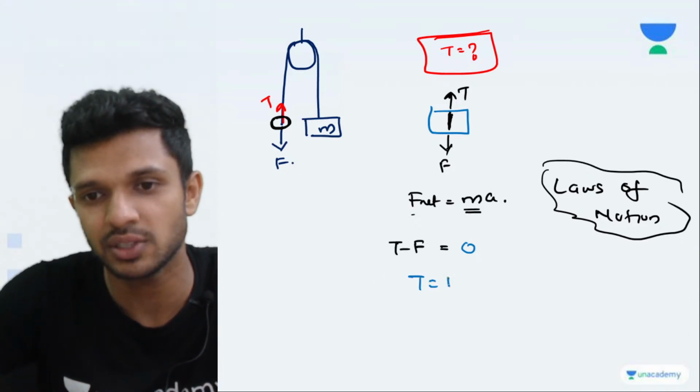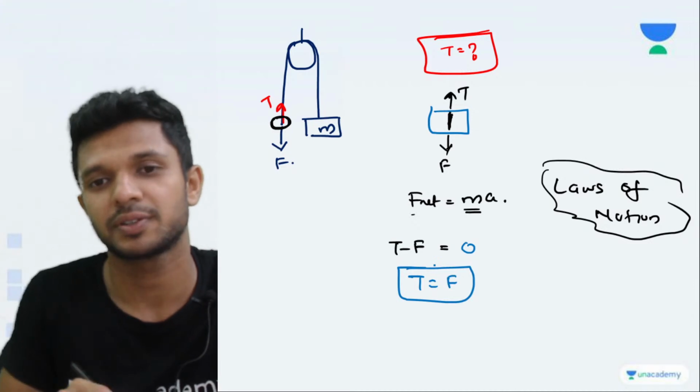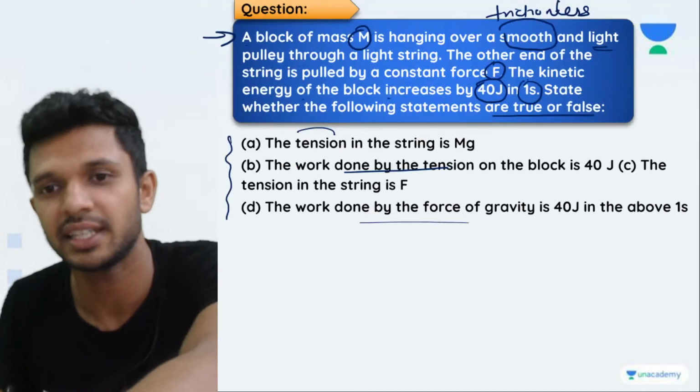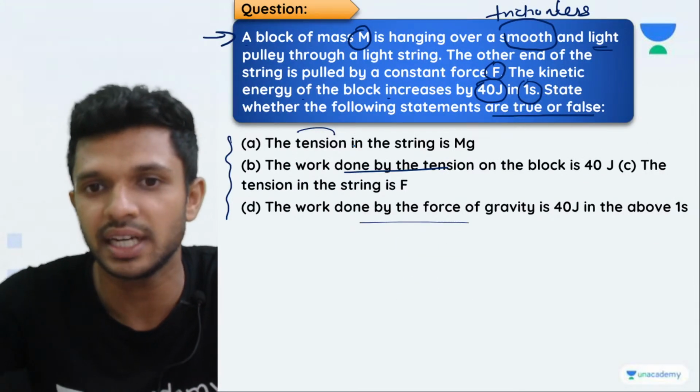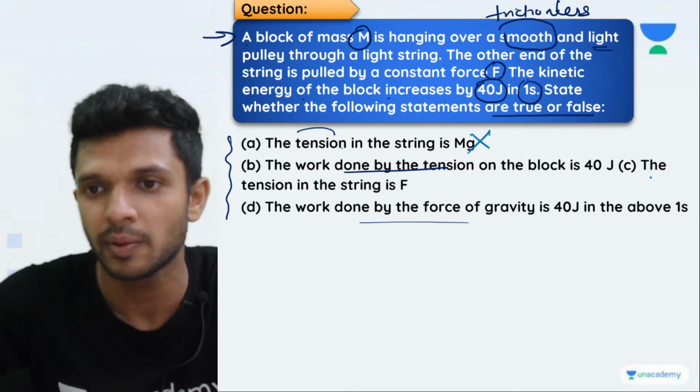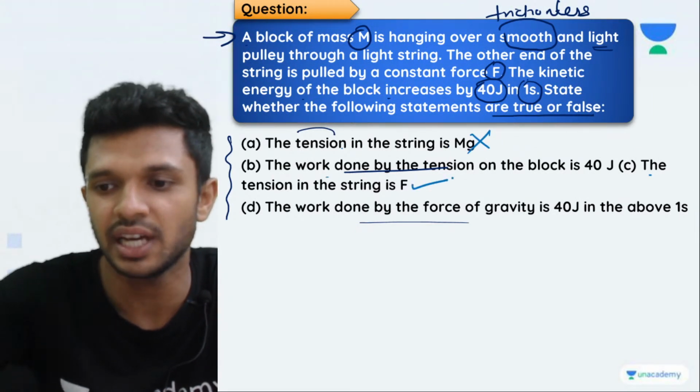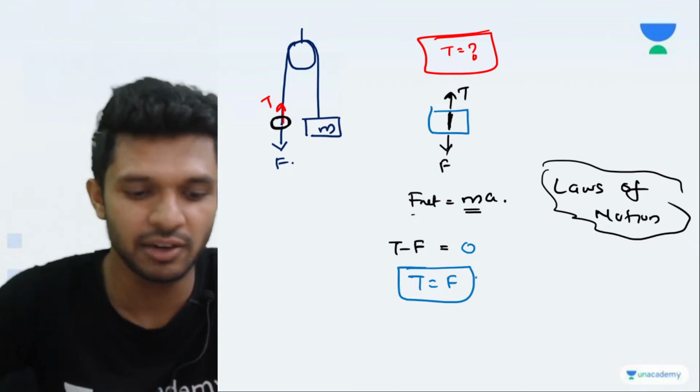So what will tension be? Tension will be F. Bas, we got the answer. The tension in the string is mg? Wrong. The tension in the string is F. That is correct. Tension is F.